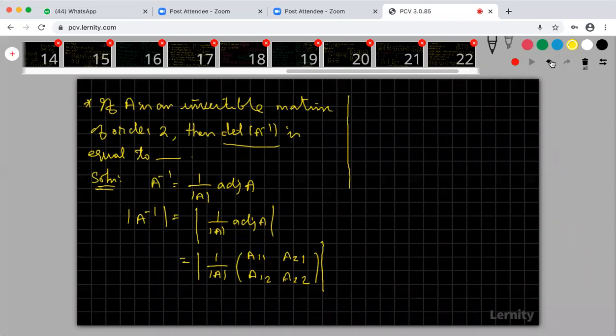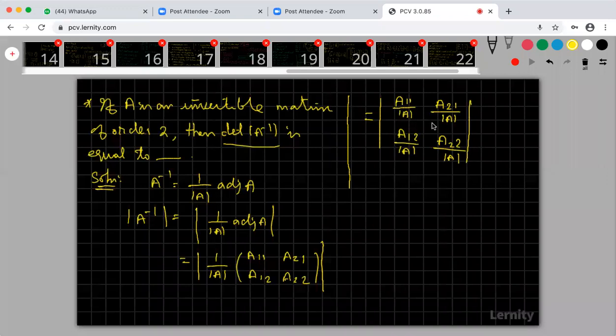So this is right. Now just multiply this by determinant A here. What is the answer? That is A11 divided by determinant of A, A21 divided by determinant of A, A12 divided by determinant of A, and A22 divided by determinant of A. Look at that.